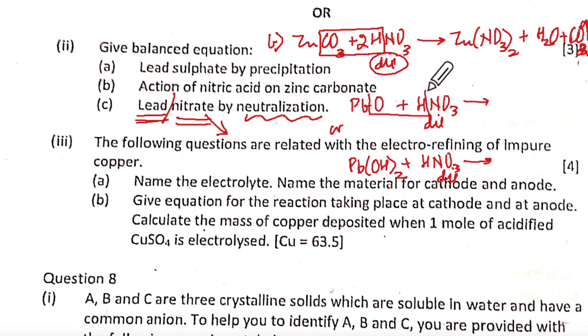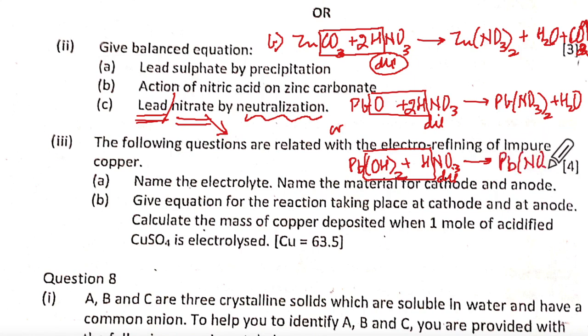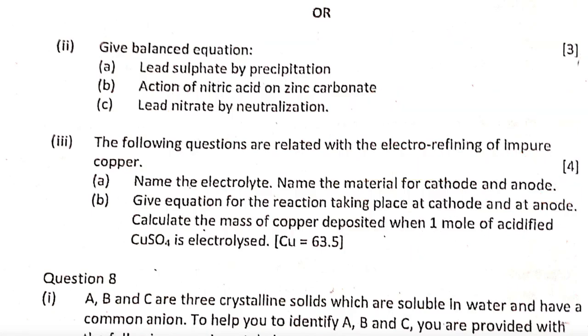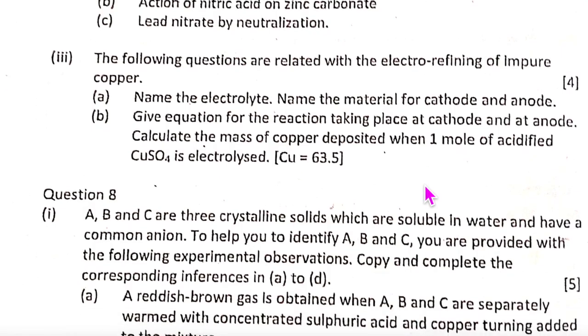And what do we have here? Pb(NO3)2, so immediately write 2 here, plus H2O. And if it is this, then what will it be? Pb(NO3)2 plus H2O. And plus 2H and 2OH means 2H2O. Correct? Understanding? Yes, ma'am. So these are 9 extra marks from whatever we are doing.